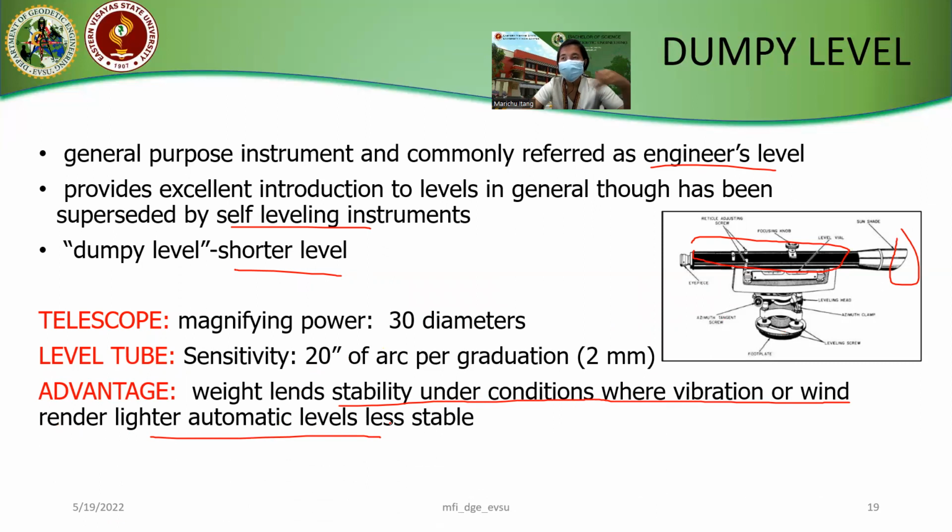Our usual one, which is the automatic level, is very handy and light. But for example, if you are at a construction site and the ground is vibrating, even slight vibration would really affect the reading of the vertical distance. So this instrument, the dumpy, is a bit heavy. So whatever happens, it is quite stable on the ground.